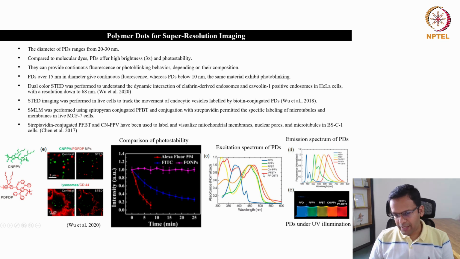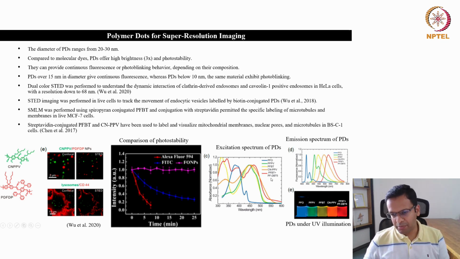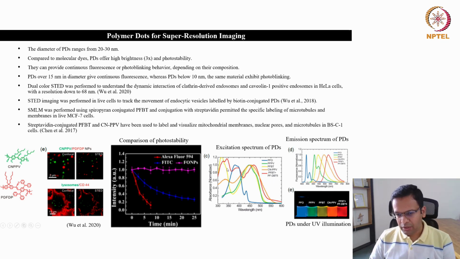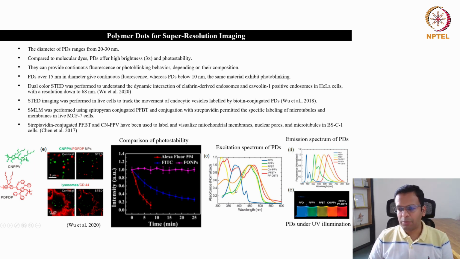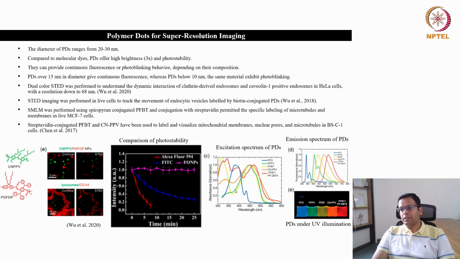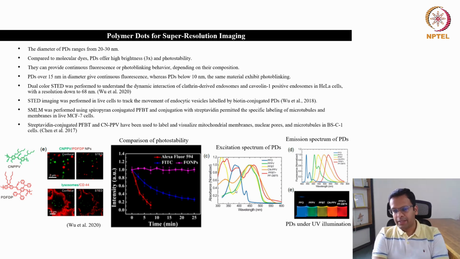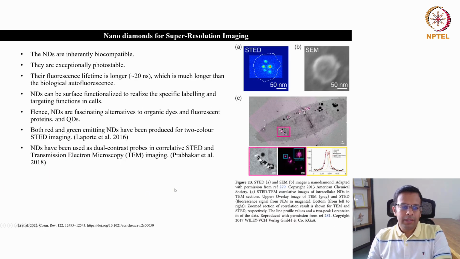They show a broad excitation spectra. If you take this polymer dot, PFPT plus PFDBT5, then it can be excited at almost any wavelength in the visible spectrum. This is a common problem with most nanomaterials, that they have a broad excitation spectrum. But the emission spectrum, you see, is relatively narrower than the excitation spectrum. Then coming to the nanodiamonds for super resolution imaging.